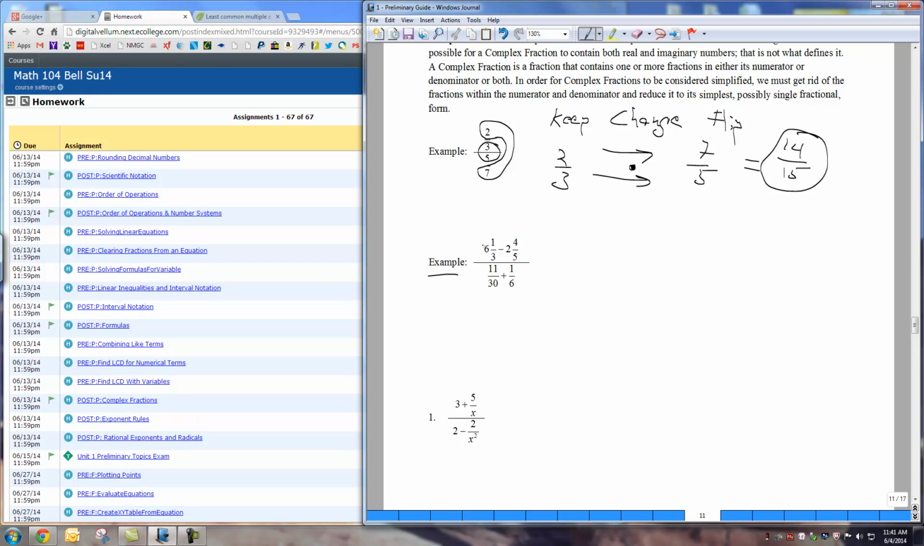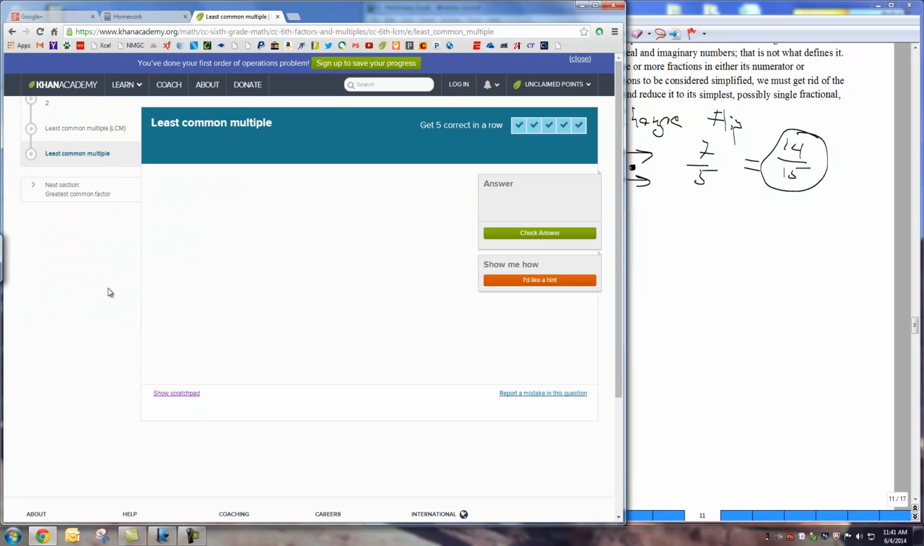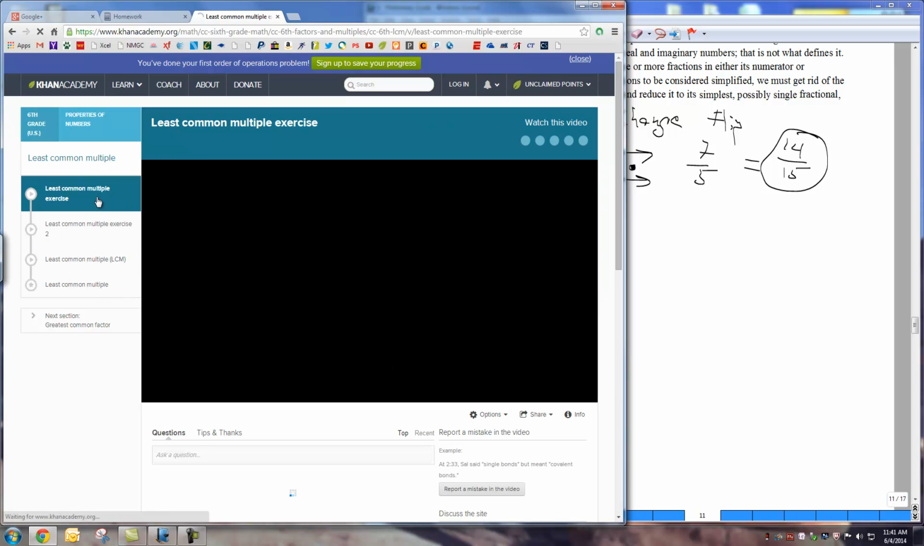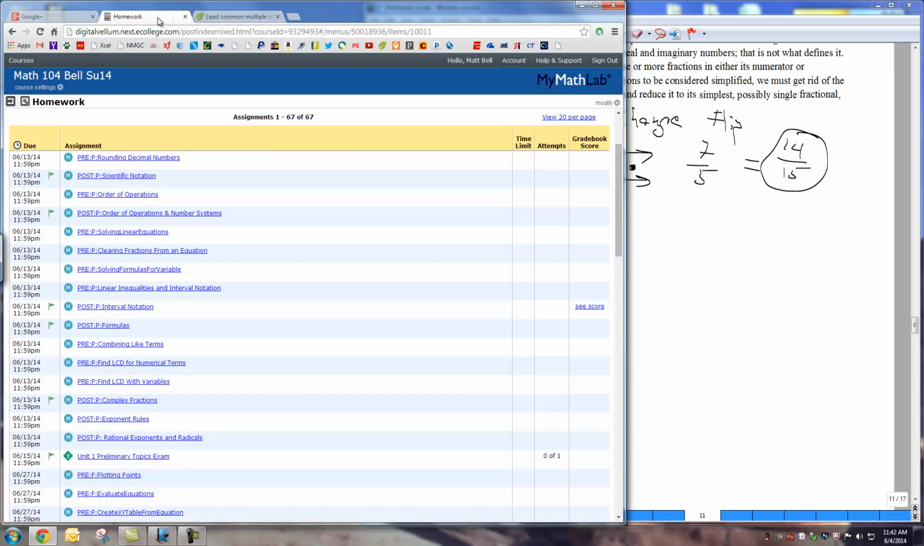I'm going to go through this step by step, kind of slow, just to make sure everybody understands what's going on. Also, if you need more practice on this least common stuff, here is a Khan Academy video, a least common multiple exercise. So it gives you a couple videos and then even has some practice. What is the least common multiple of 2 and 12? And you go ahead and put your answer. So this is another good way to practice finding the least common multiple. Okay?